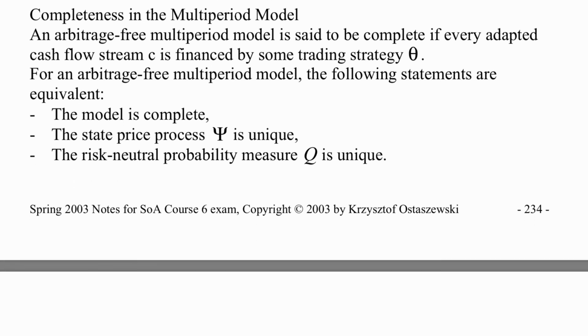Completeness in the multi-period model. Remember, completeness refers to the situation where every security is attainable, or basically everything that can be traded is traded and we can find the price. An arbitrage-free multi-period model is said to be complete if every adapted cash flow stream C is financed by some trading strategy θ. For an arbitrage-free multi-period model, the following statements are equivalent. The model is complete. The state price process ψ is unique. The risk-neutral probability measure Q is unique.